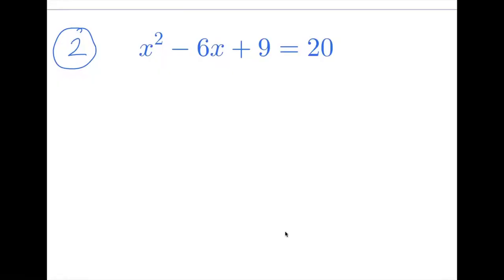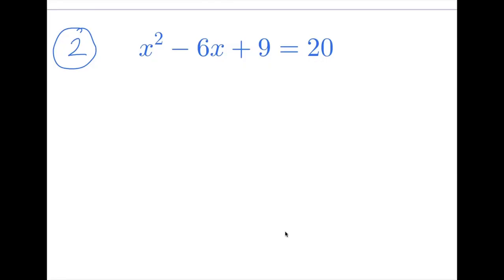All right, so this problem and all other problems that you'll see here are on the current packet of what we're doing. Let's just go and get started with this. So here's problem number two. We have x squared minus 6x plus 9 equals 20.